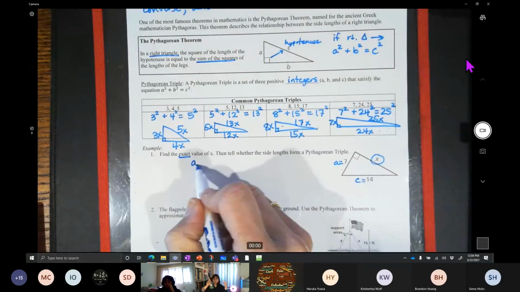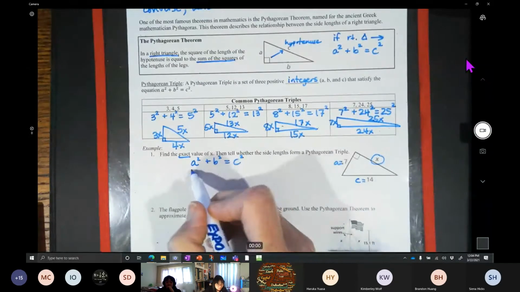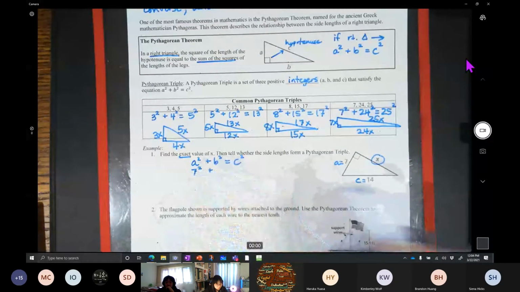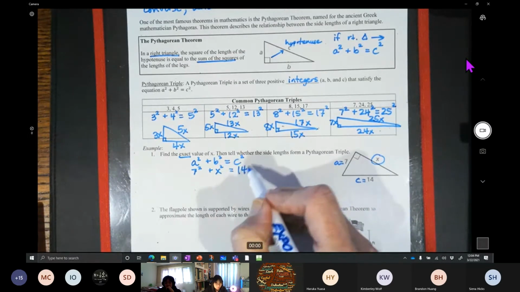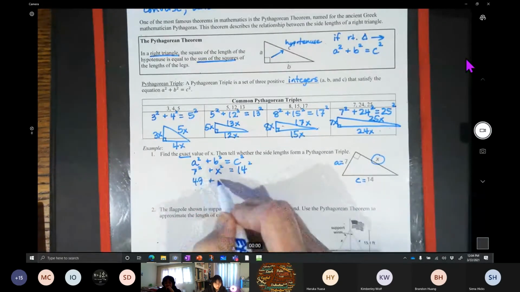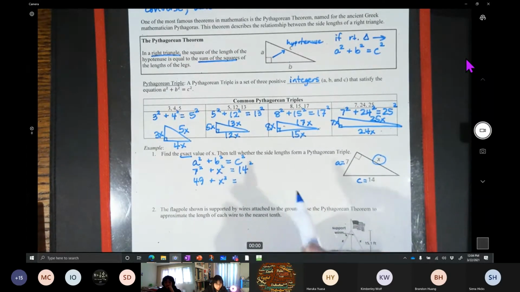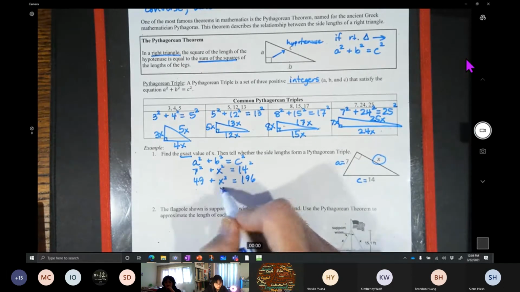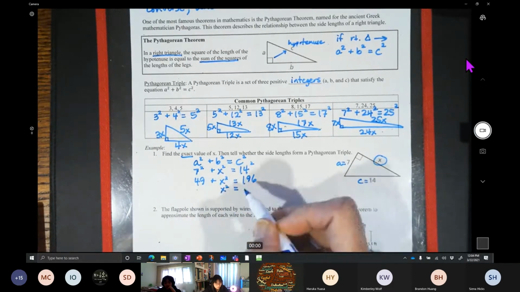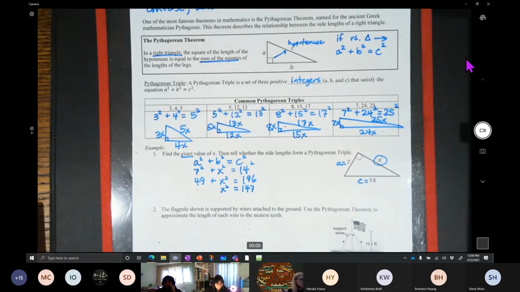So a squared plus b squared equals c squared is going to give me 7 squared plus x squared equals 14 squared. Well, I know this is 49. And I think 14 squared is 196. Yeah, 196. Then I'm going to subtract, and I get 147. And this is where our square root comes in, because I don't want x squared, I want x.